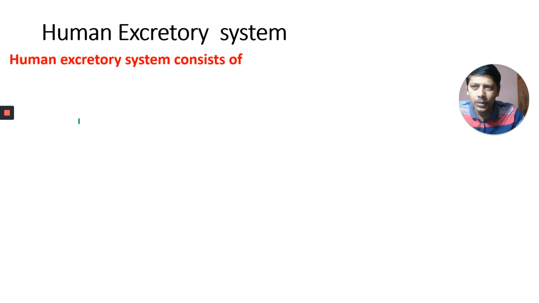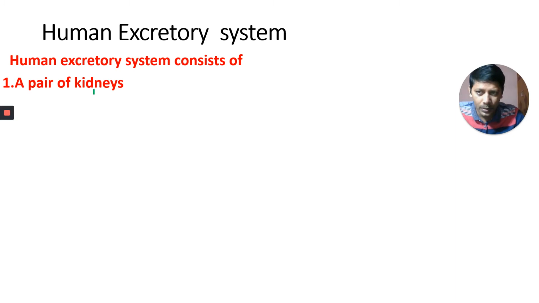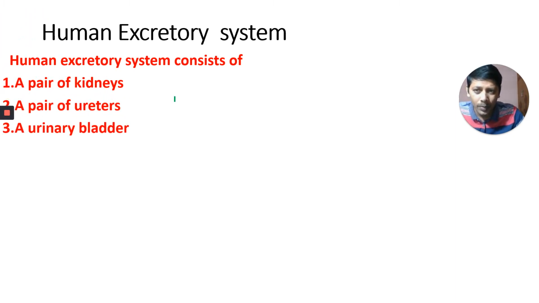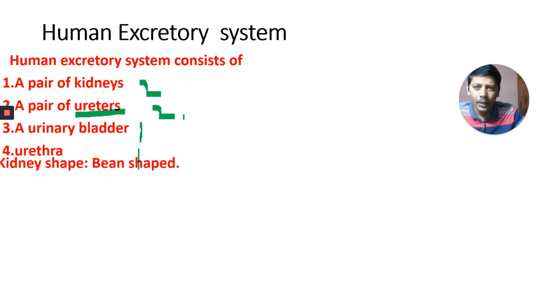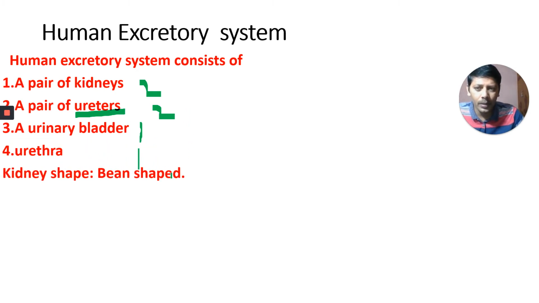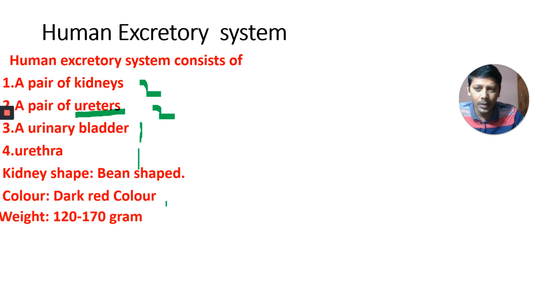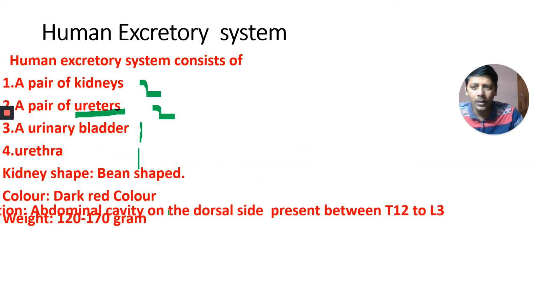Human excretory system consists of, I am briefly revising what happened in the previous part, a pair of kidneys, a pair of ureters, a urinary bladder, and a urethra. Don't confuse ureter and urethra. The bladder and urethra are one each, and kidneys and ureters are one pair each. Next, kidney shape. What is the shape of the kidney? Bean shape. This is important. The kidney is dark red in color.